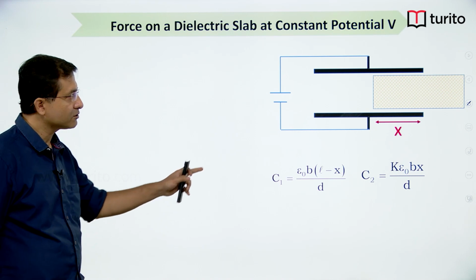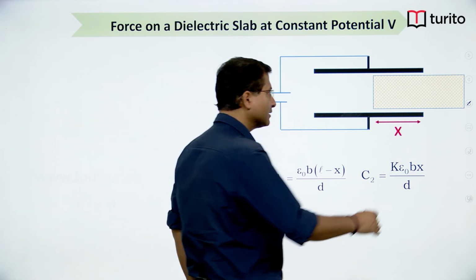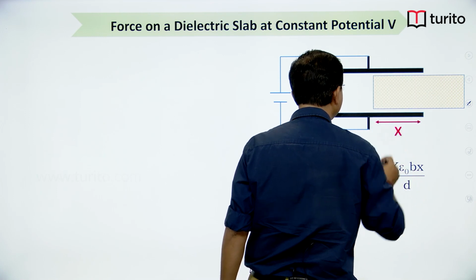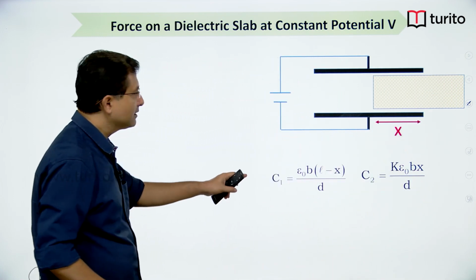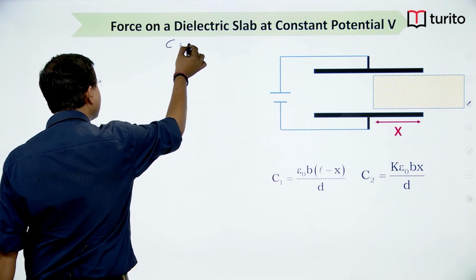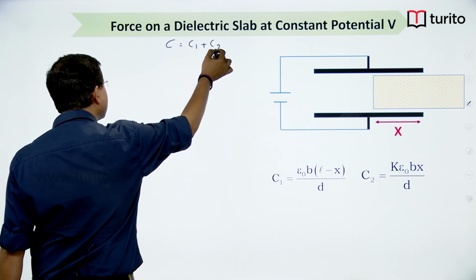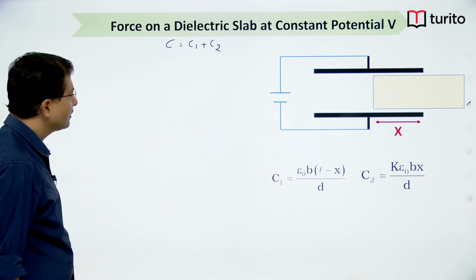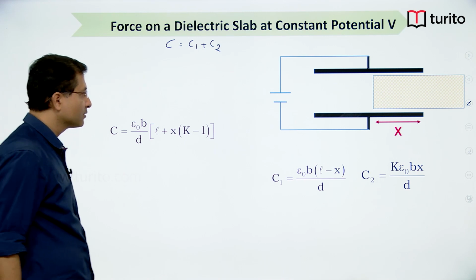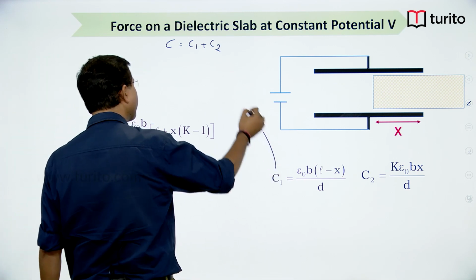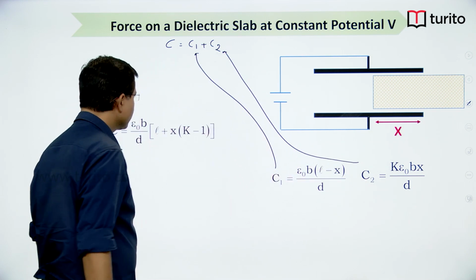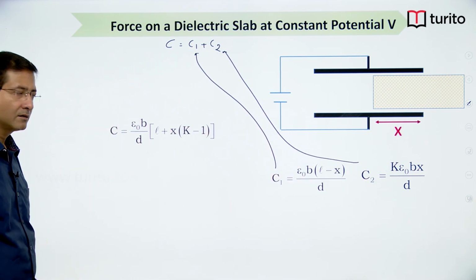Now, if I have capacitance of this part and we know that these two are connected in parallel, then I can apply formula C is equal to C1 plus C2, right. C is equal to C1 plus C2. So, if I apply this formula, then substitute the value of C1 here and the value of C2 here, then you will get this expression.